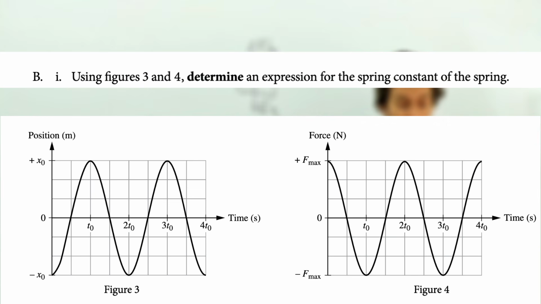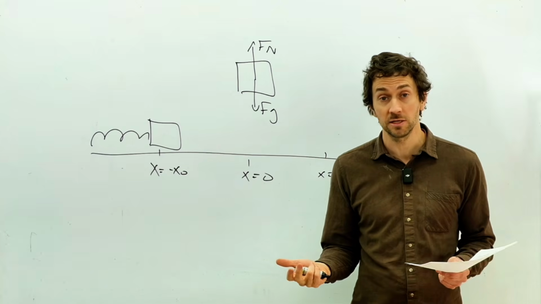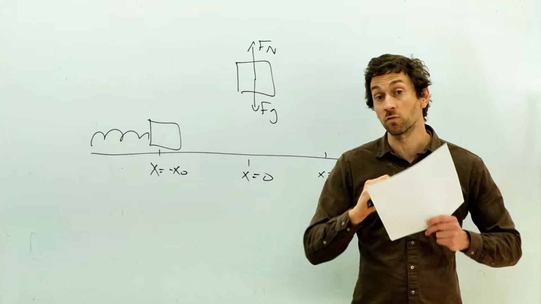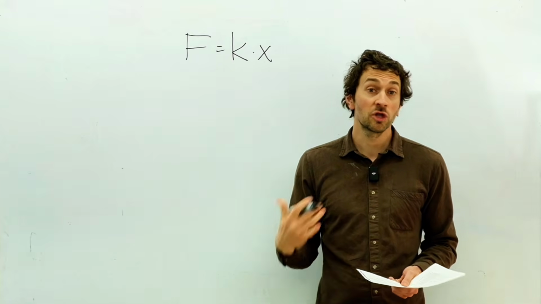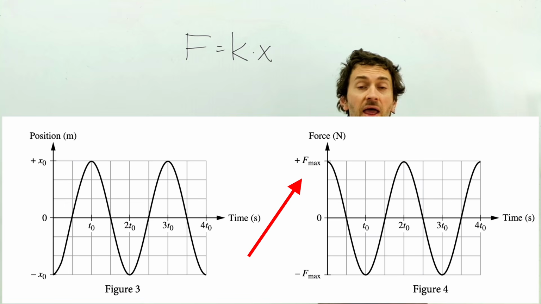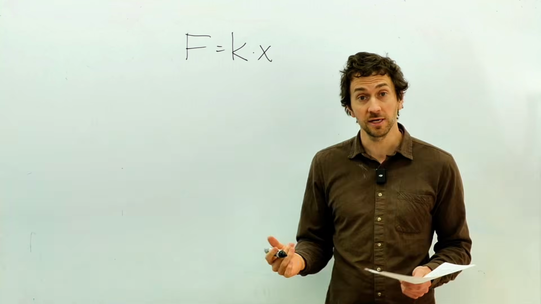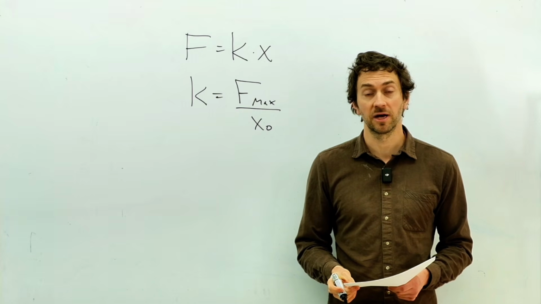Part B says this. Using figures 3 and 4, determine an expression for the spring constant of the spring. So here in B, we're actually going to do some mathematical routines. And for determine, we just have to write something down. To define the spring constant, we remember Hooke's law. The force of a spring equals k times x, spring constant times x. So they want us to find the k. So the F here is they've defined F max, and the x is they define x naught. So that's it. So that's 1 mark. We have an expression of k equals F max divided by x naught.